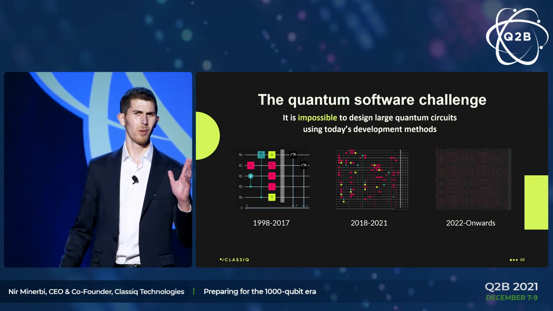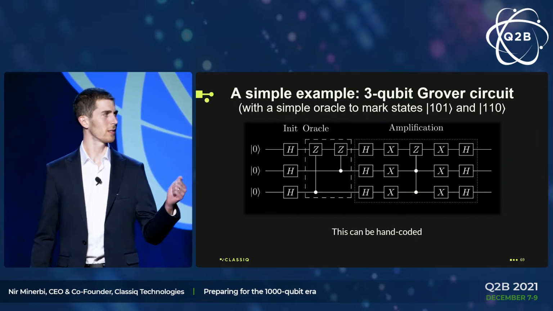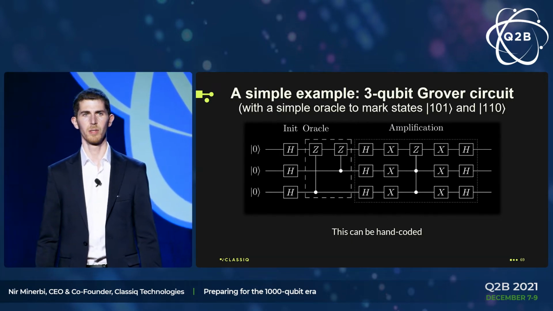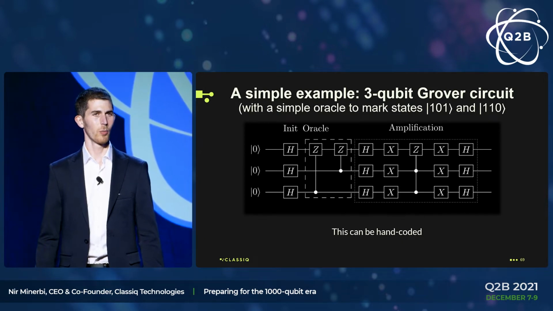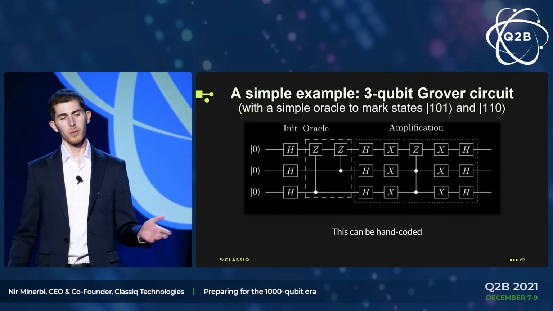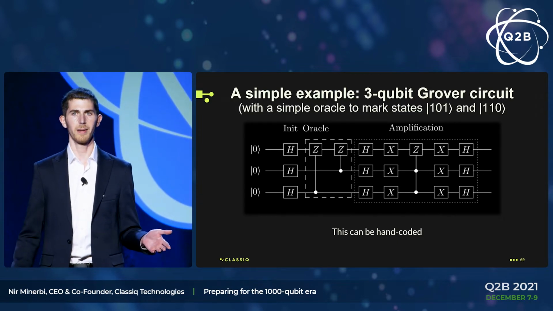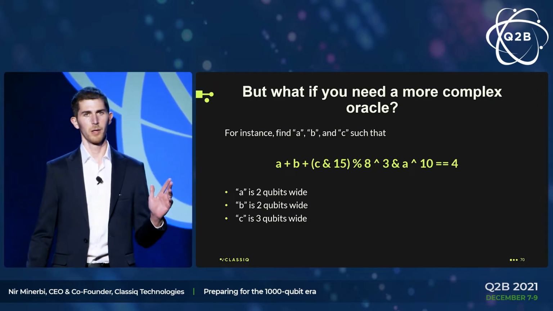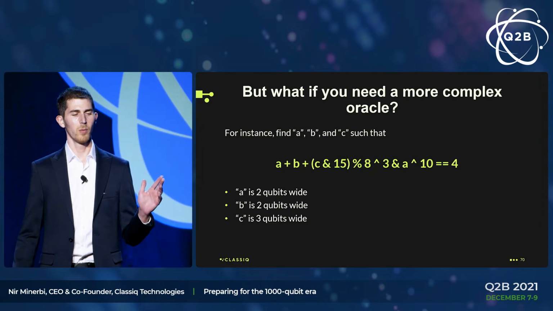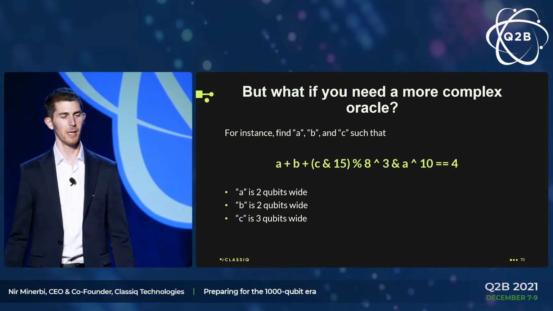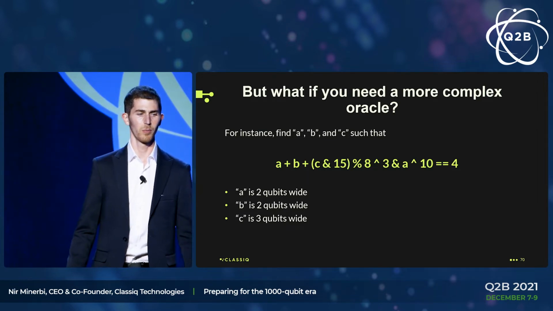And I want to give one example to show that. So this is a simple oracle. That's a nice exercise for everyone who starts with quantum software. Basically, what you want to do is to design a small oracle that marks 2 states out of 8, right? Because it's 3 qubits. So this is nice. This could be hand-coded, but now let's say that we want to design a more complex oracle, right? So we define 3 quantum registers, A, B, C, and we want to apply this arithmetic expression, right? A plus B plus C and 15, and so on and so forth, equal 4.